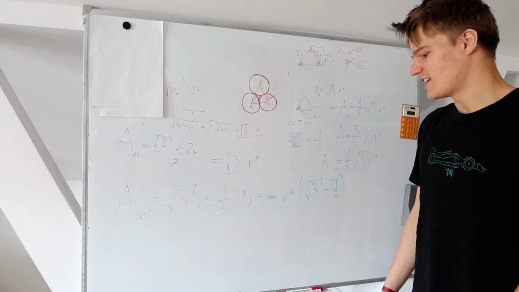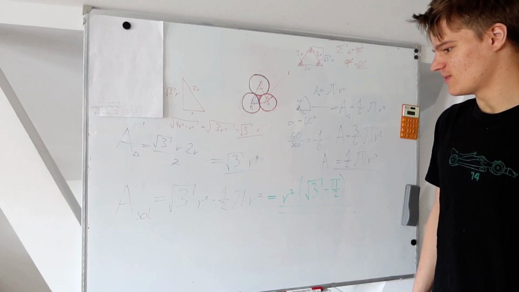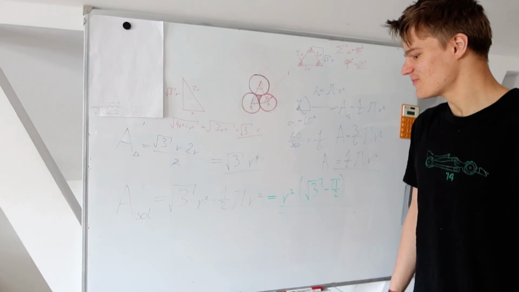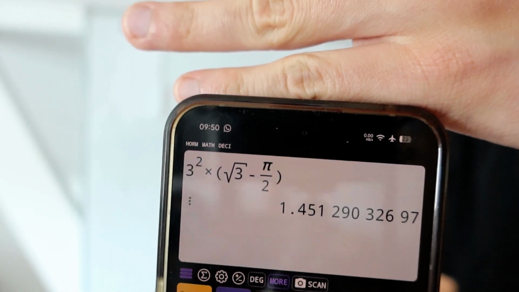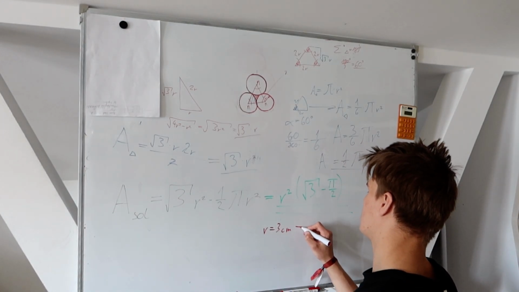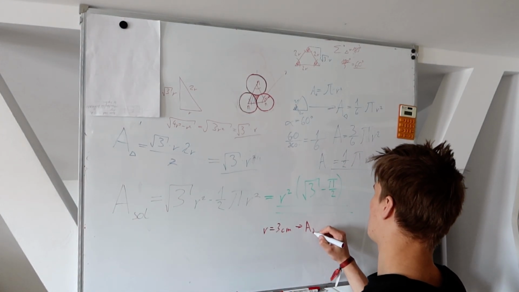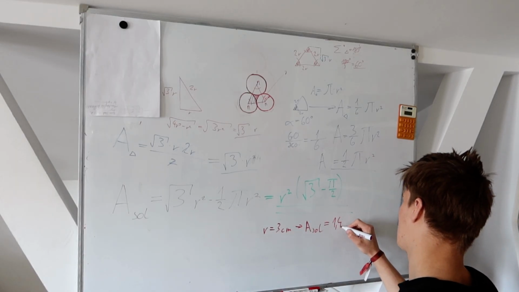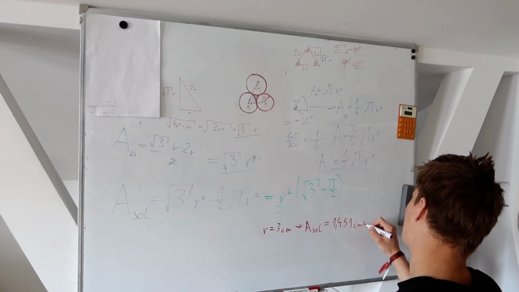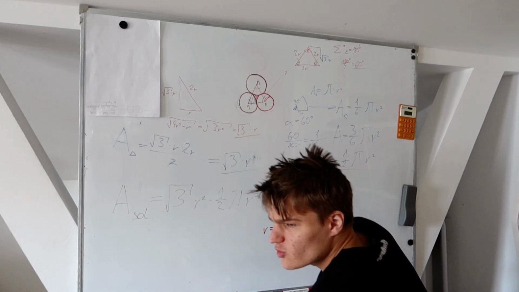It was just a nice demonstration of what math can do. Maybe I'll put up my calculator. For an area of 3 centimeters, meters, whatever, we get 1.451. So if we say r is equal to 3 centimeters, then we get a solution is equal to 1.451 square centimeters.